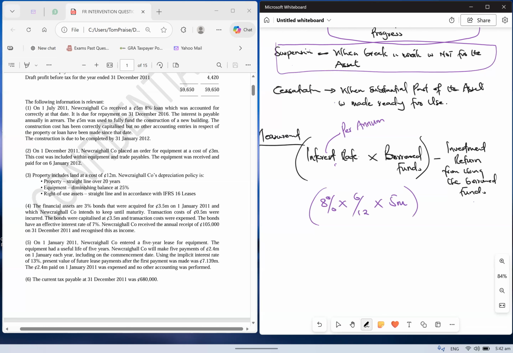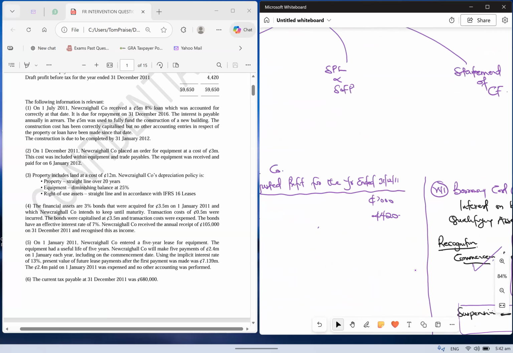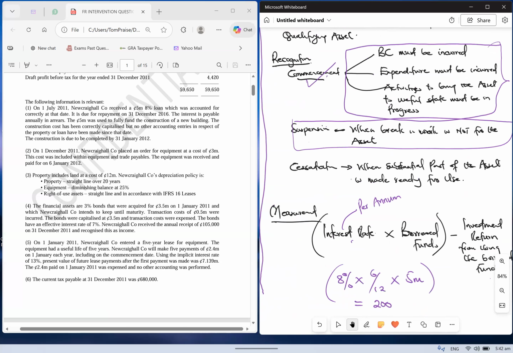So what will be our answer? Quickly. Oh, 200,000. Okay, yeah, it's fine. It's just that we will leave the three zeros out because we have put three zeros on top here. So we will be leaving the three zeros out.